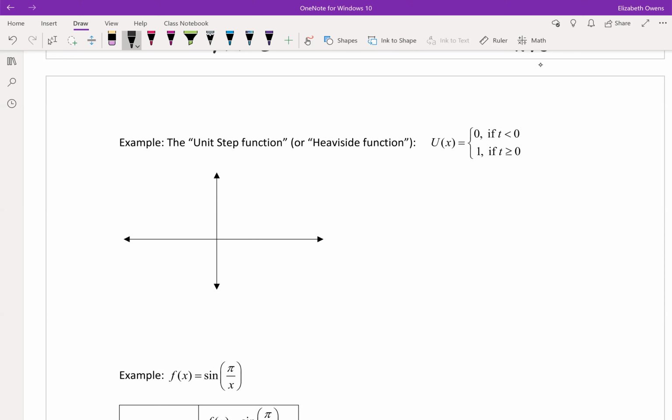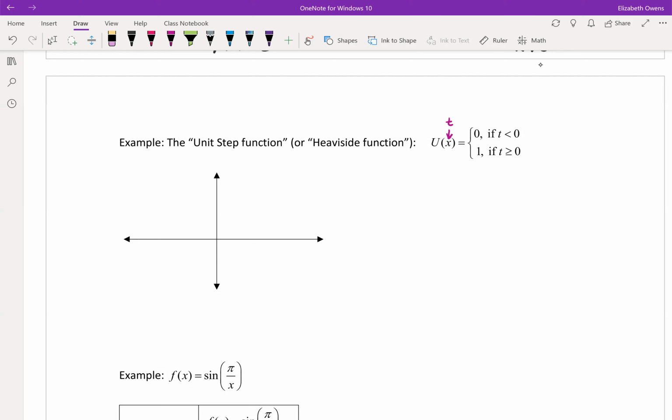So Heaviside, it's named after the guy who discovered or came up with this function. And the function itself, oops, I spy a little typo in here. I'm going to fix this for your guys' notes. That X right there should be a T. So this is U of T equals 0 if T is less than 0, and then U of T equals 1 if T is greater than or equal to 0.